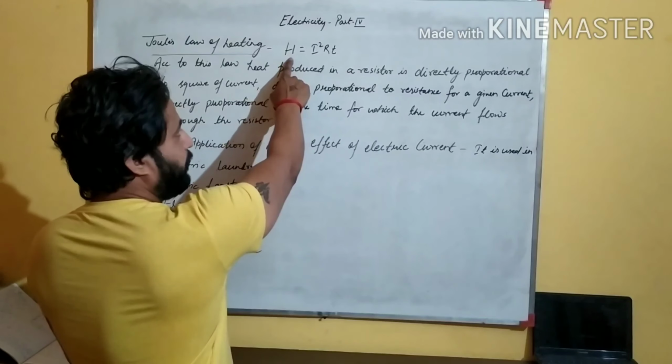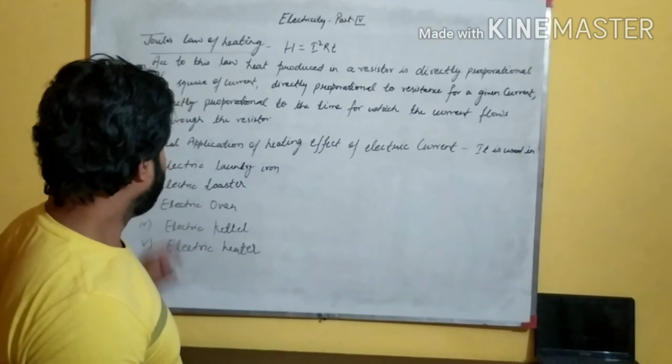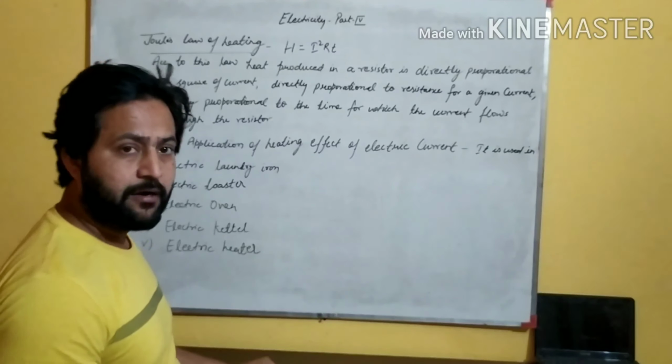Now, what is the application of Joule's law of heating? Practical application of heating effect of electric current. We have many appliances in which we use heating effect of electric current, right? We use electric laundry iron, electric toaster, electric oven, electric kettle, electric heater. In all these appliances, we use heating effect of electric current.